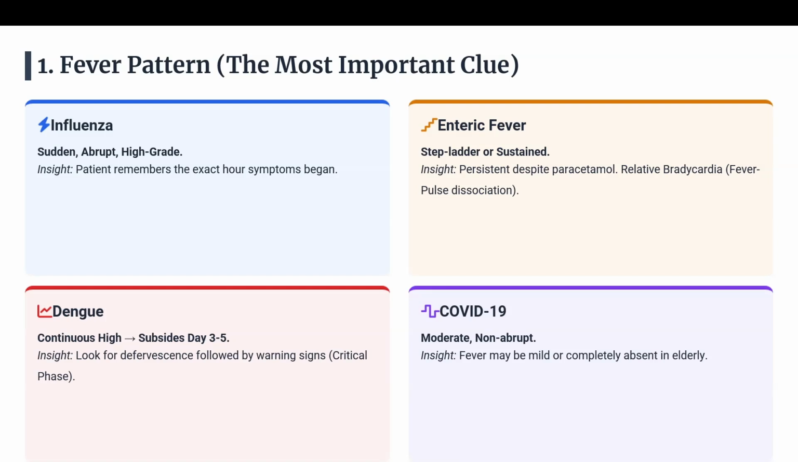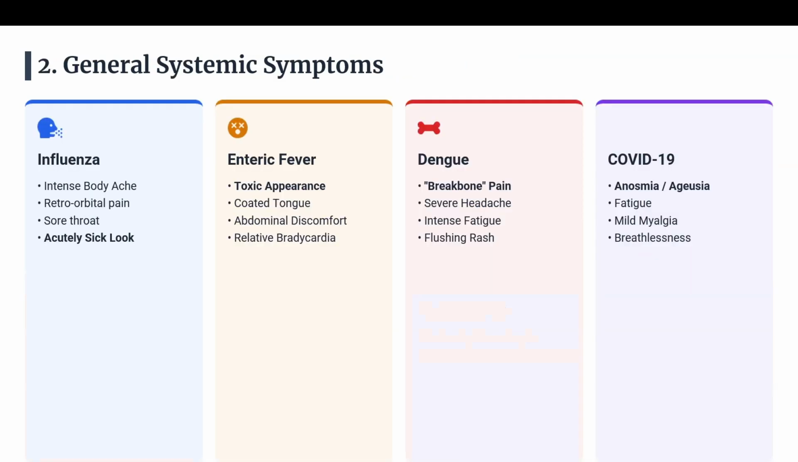So next, COVID-19, which has a moderate fever, not the high grade fever seen in influenza. It is non-abrupt. The fever may be mild or completely absent in the elderly. For general systemic symptoms of influenza, the patient will have intense body pain and retroorbital pain, similar to dengue. There will be sore throat, which is a differentiating factor, as other fevers do not have a sore throat. The patient will be acutely sick. Even on day 1 or 2 of the illness, the patient will look very sick, with a toxic look.